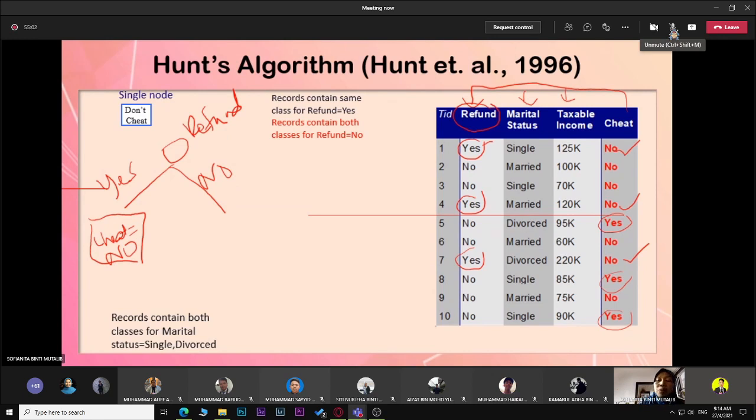How about Refund equal to no? 1, 2, 3, 4, 5, 6, 7. If you look at Refund equal to no, you will have cheat equal to no, cheat equal to no, and then cheat equal to yes, and then cheat equal to no. Does it belong to the same class level? No. So what do you have to do?